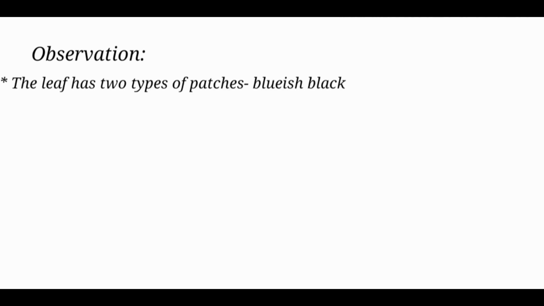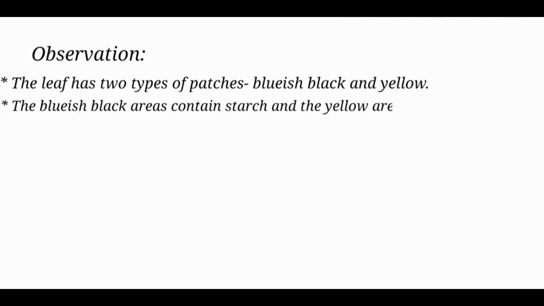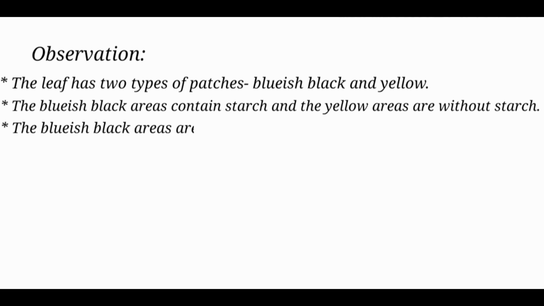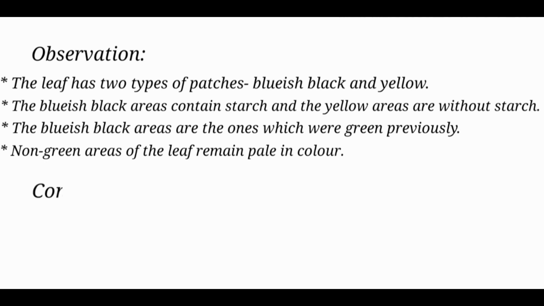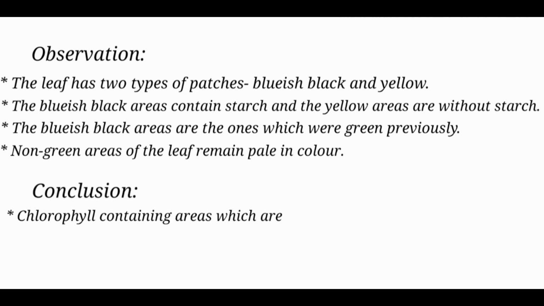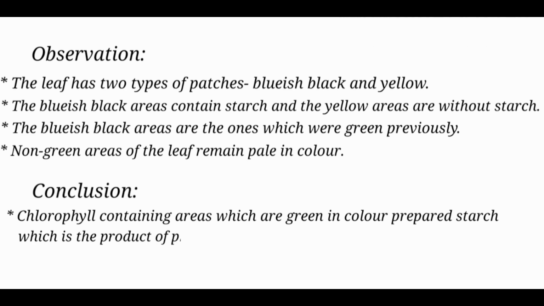Observation. The leaf has two types of patches, bluish black and yellow. The bluish black areas contain starch and the yellow areas are without starch. The bluish black areas are the ones which were green previously. Non-green areas of the leaf remain pale in color. Conclusion. Chlorophyll containing areas which are green in color prepare starch, which is the product of photosynthesis.